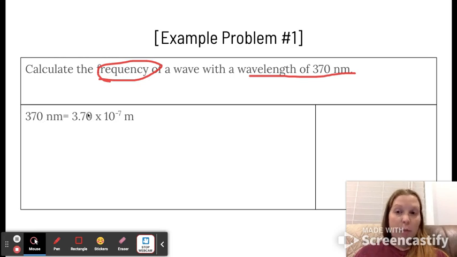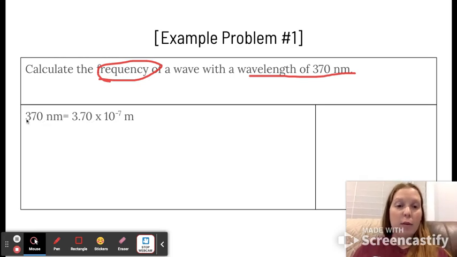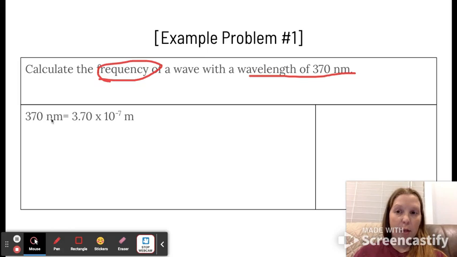Remember, we've got to change it to meters so it'll cancel. So anytime you have a hundreds value in nanometers, you can put the decimal after the hundreds place and then just tag on times 10 to the negative 7th. And that's how many meters it is. So you don't even have to do any math if you can remember that comparison. So 370 nanometers is 3.70 times 10 to the negative 7th meters.